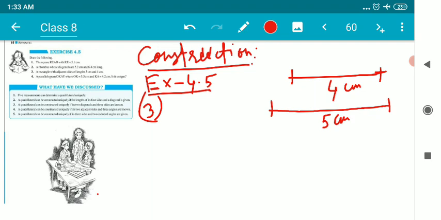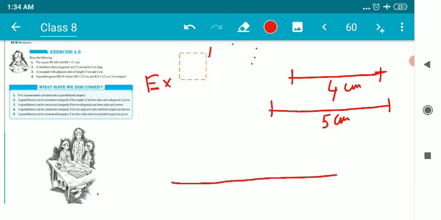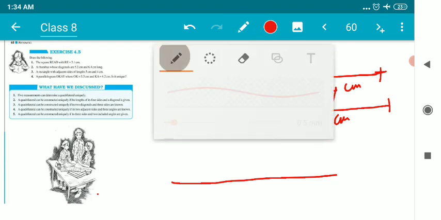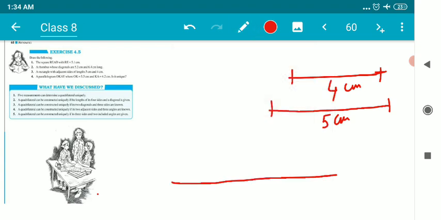Okay. So what is our first job, children? I'll just take a line segment of around 6 or 7 centimeter. So I took a line segment. Suppose the length of this line segment is 7 centimeter. So now what we have to do, children? We have to take the measure of this line segment, 5 centimeter, using compasses.